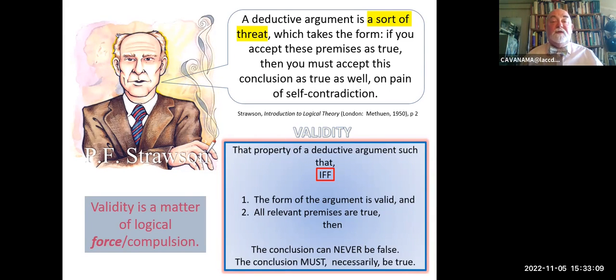If you accept these premises as true, then you must accept the conclusion as true as well, on pain of self-contradiction, as long as it's valid. So validity is a matter of logical force or compulsion. Remember earlier I talked about Socrates saying that knowledge is, of course, in its own right, not a slave to be kicked around by other things. Strawson is making more or less the same point here. There is a compulsion to validity. You have a valid form and your premises are true, you are compelled to the conclusion that follows, whatever it may be.